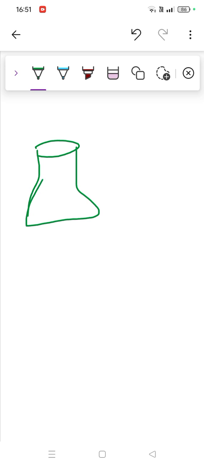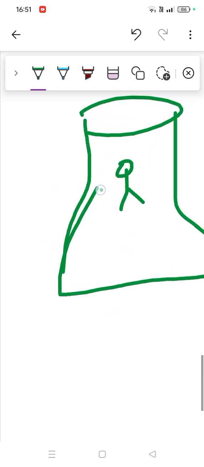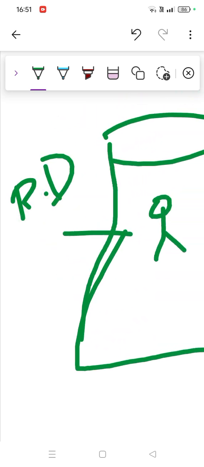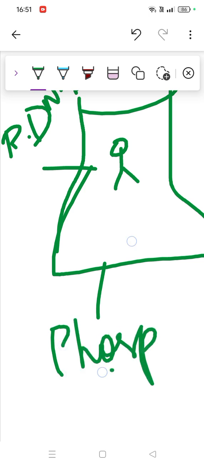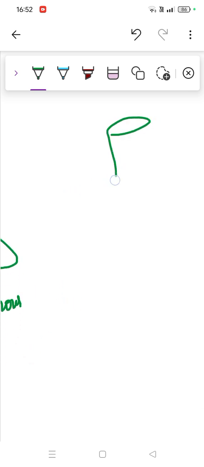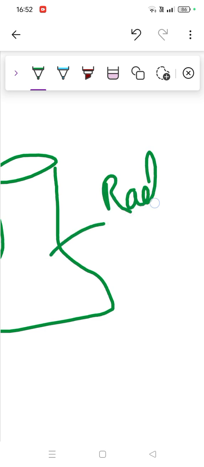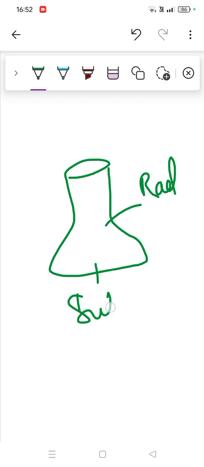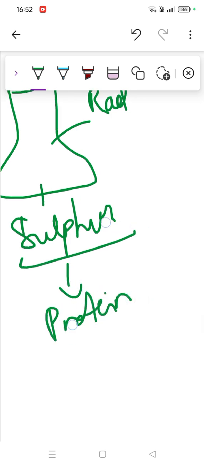He took protein and sulfur, taking radioactive DNA as well. This is radioactive DNA, and in this one he took radioactive phosphorus. Here we are going with another one: in this one, radioactive sulfur. Sulfur is basically the same as protein, which has amino acids and a similar formation.